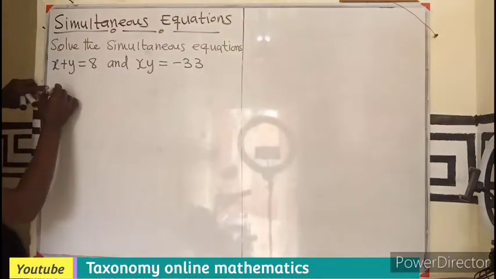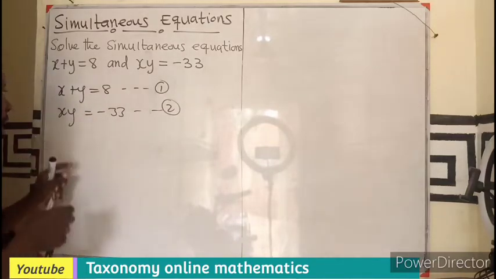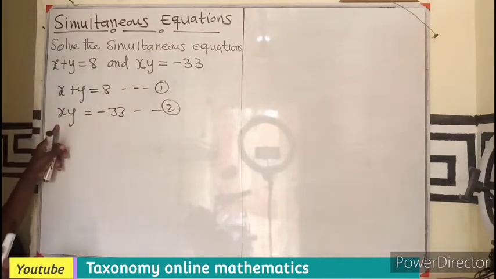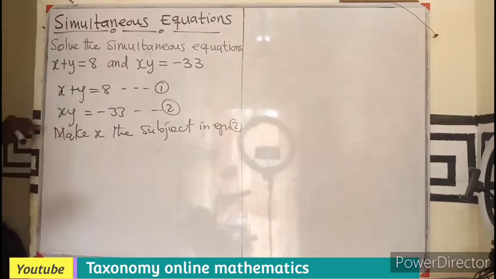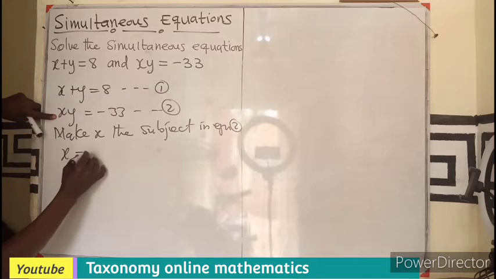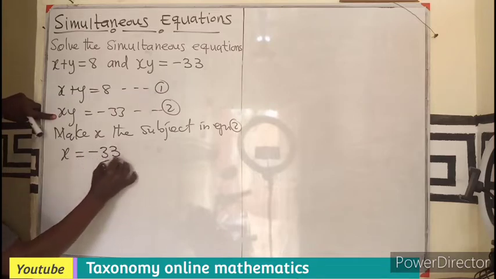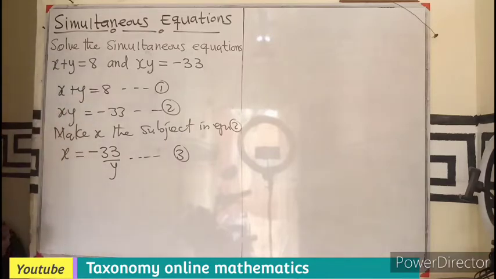So let's label the equations. In this, I would like to make x the subject in the second equation, meaning I'm going to divide through by y in order to make x stand alone. So x is going to be equal to minus 33 over y. That becomes our new equation, equation 3. We put this back into equation 1 that we did not touch.